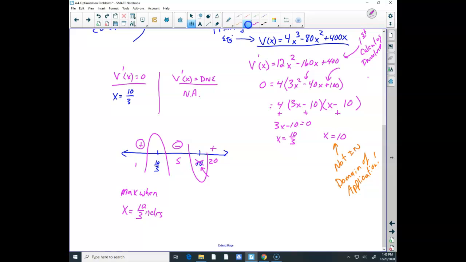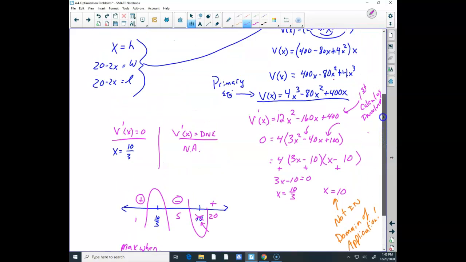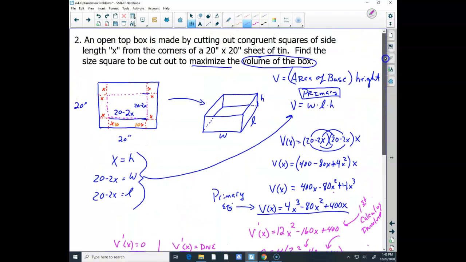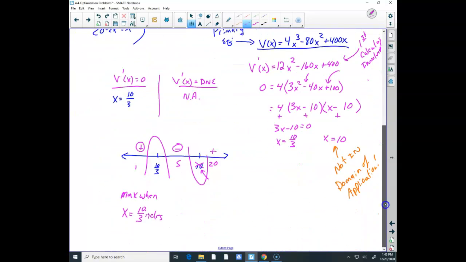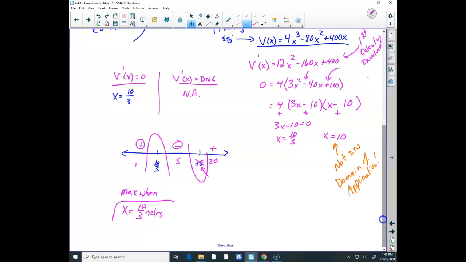Now, do they want to know the dimensions of the box? Because if they do, I've got to find the dimensions of the box. And no, they just want to find the size square to be cut out to maximize the volume. So the size square, that's my height, is going to be 10/3 inches. And I did that all using calculus.